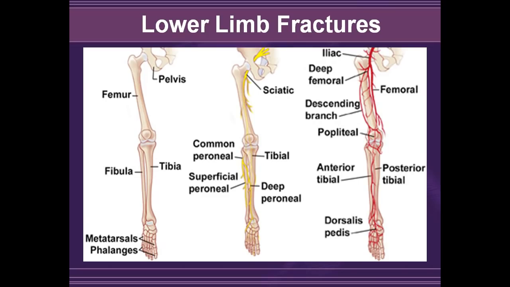Now we will cover some of the lower limb fractures. Again, we have the pelvis, femur, tibia, fibula, the various metatarsal bones, and the phalanges. It's similar to the arm, and it also has its own venous and vascular and nerve plexus.